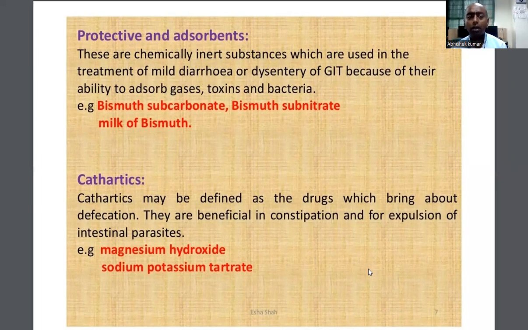Cathartics. What are cathartics? A cathartic may be defined as a drug which brings about defecation. They are beneficial in constipation and for expulsion of intestinal parasites. Whenever we feel constipation, the doctor suggests we take cathartics, in the form of magnesium hydroxide or sodium potassium tartrate. They prescribe a salt, we take it and we get relief.